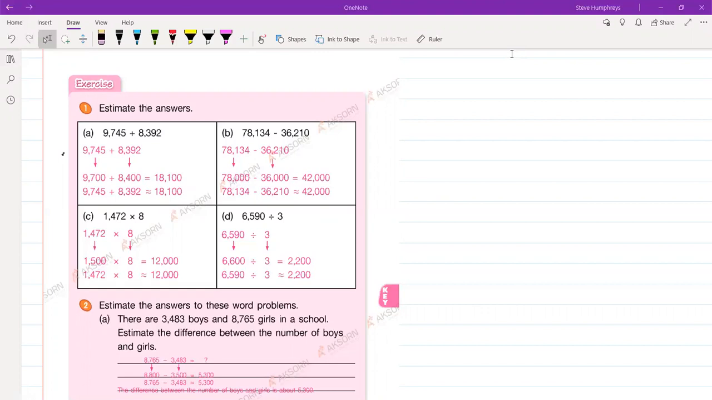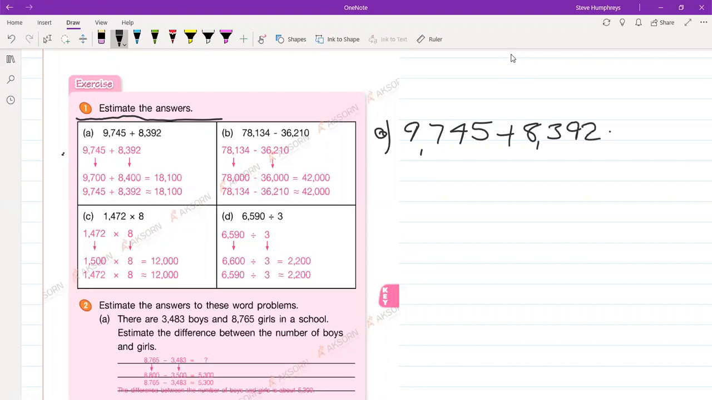Here we have exercise page 47, estimate the answers. Let's have a look at 9. We'll have a look at this example and then you can do the others in your book. 9,745 plus 8,392 equals.